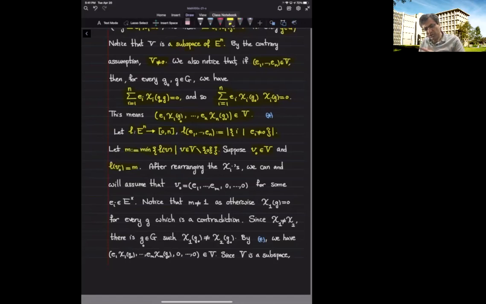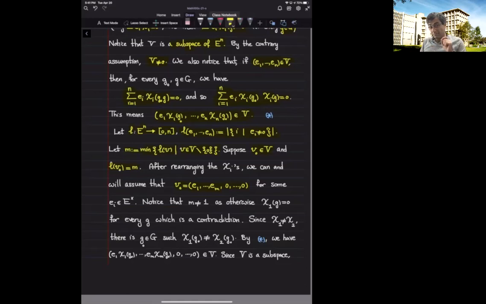So it has the minimum number of non-zero components. By rearranging chi sub i's, reordering the terms that are non-zero, I can assume that the non-zero components of V naught concentrate at the beginning. So I get E sub 1 dot dot dot E sub m that are non-zero, and then the rest of the components are 0. Okay, so now I'm in good shape. I have to go back and use the assumption that chi sub i's are distinct.